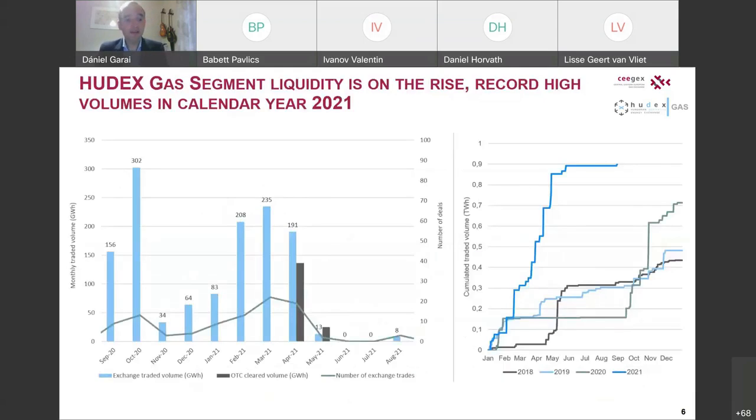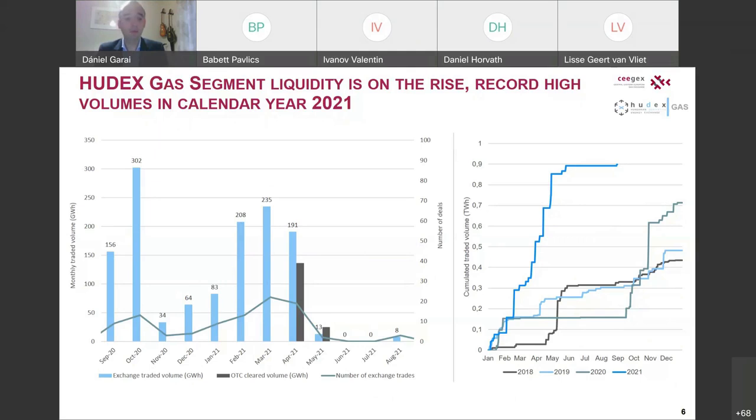On the HUDEX volumes, the HUDEX gas segment liquidity is on the rise. We even recorded record high volumes this year, and basically started from last year, September. The volumes became, I would say, pretty solid, or at least visible compared to what we had before. But there is still high room for improvement on HUDEX, but we are very optimistic and think that the regional changes in the gas industry can result in a significant volume boost on HUDEX as well.